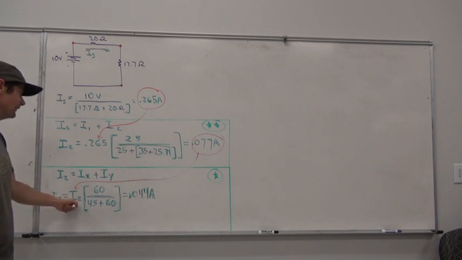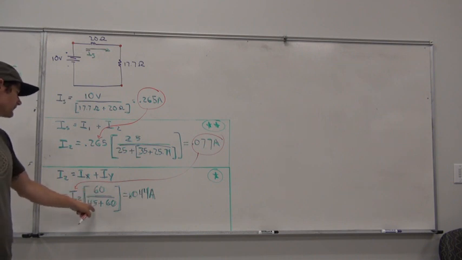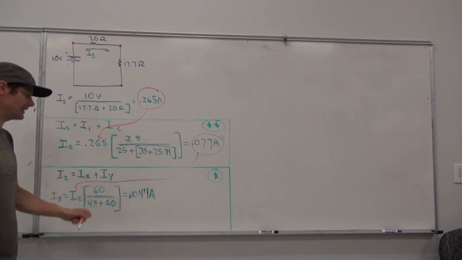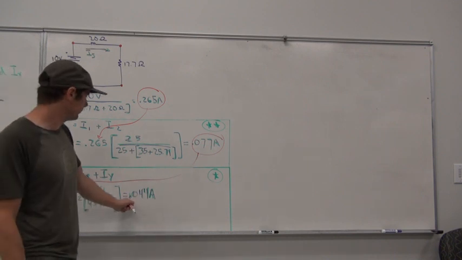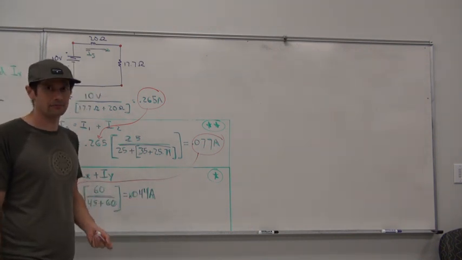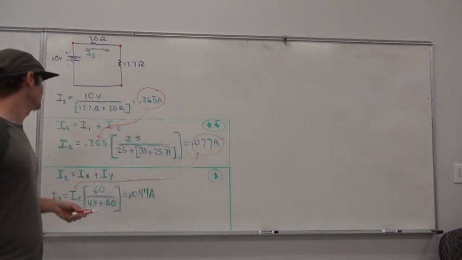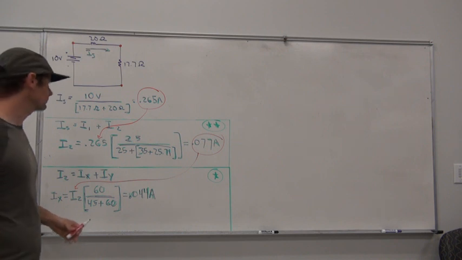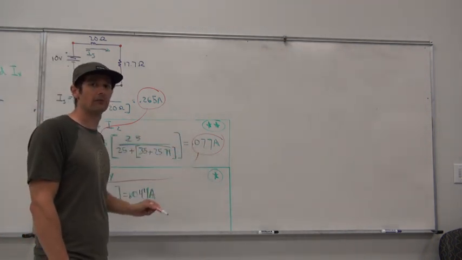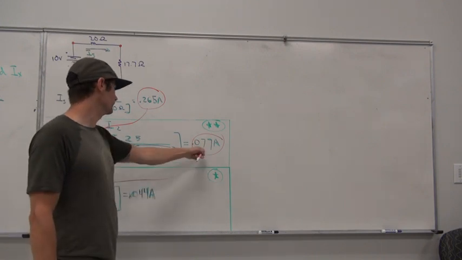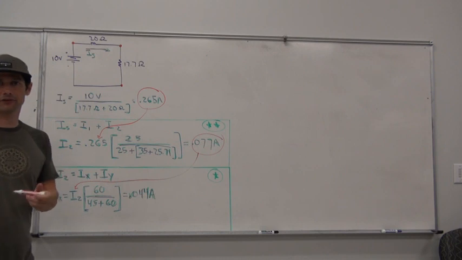IX is equal to I2, or 0.077 amps, times 60 over 45 plus 60. Remember, using the opposite resistance in the numerator again. And that comes out to be equal to 0.044 amps. So as we can see here, the source current divided between those two parallel equivalent branches, and then that current flowing through the original 35 ohm resistor then divided again between the 45 and 60.